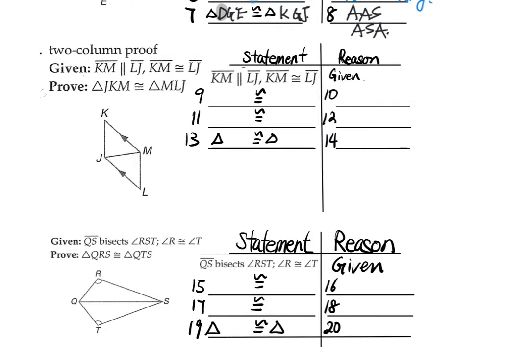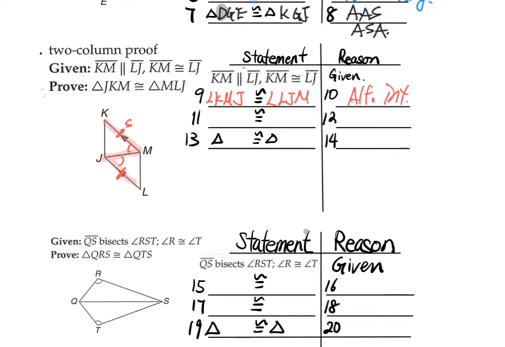Continue on. The next one, we got parallel again. Two parallel lines connected with a transversal line. So that means our angle KMJ is congruent to LJM, alternate interior angles. And then this next clue says that KM and LJ are equal.